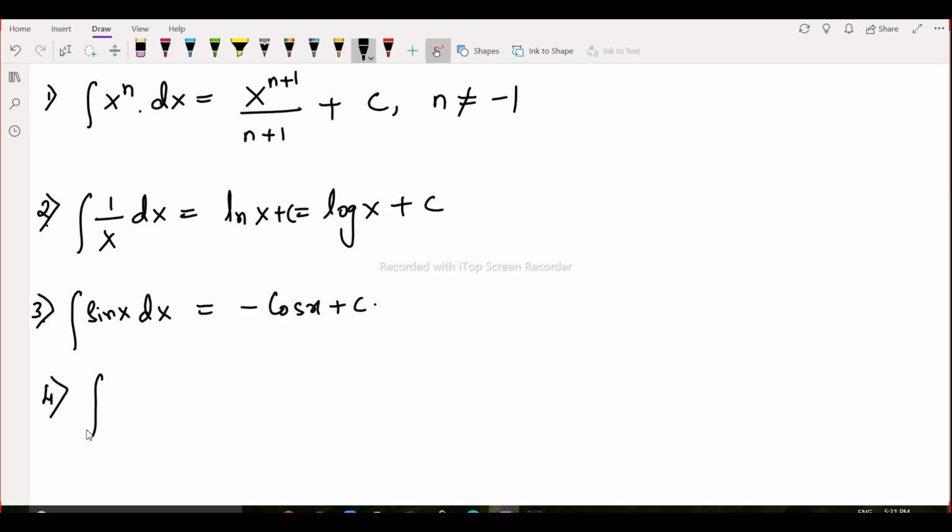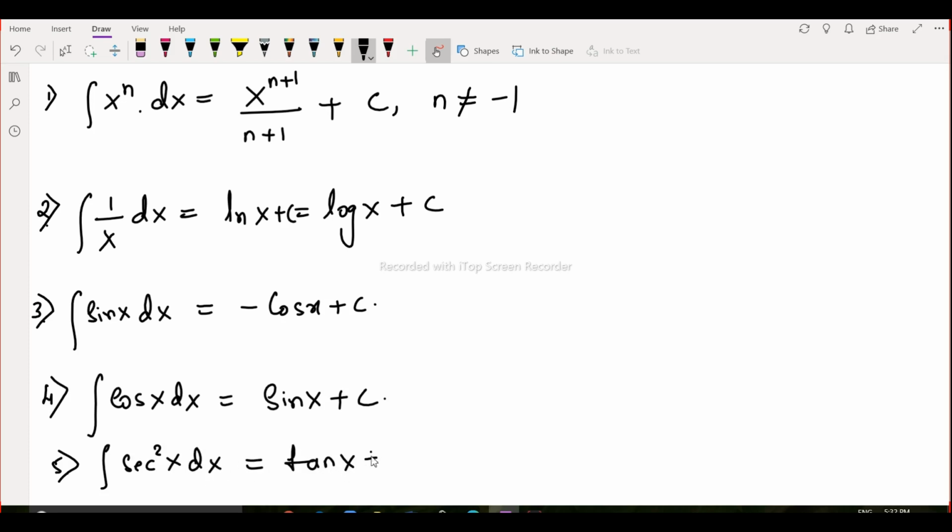Fourth one, integration of cos x. Now the derivative of sin x is cos x. So integration of cos x is sin x plus c. Then you'll have integration of sec square x. Now the derivative of tan x is sec square x. So integration of sec square x is tan x plus c.